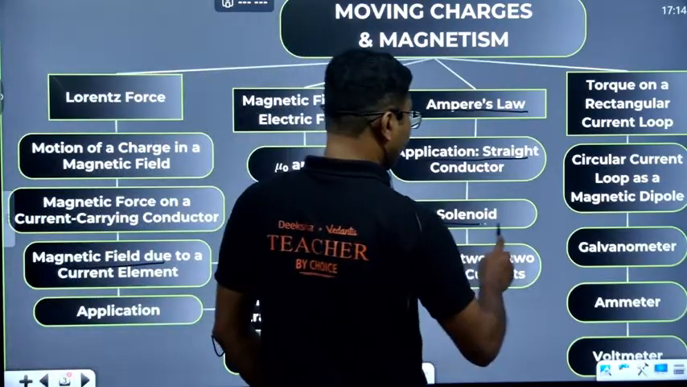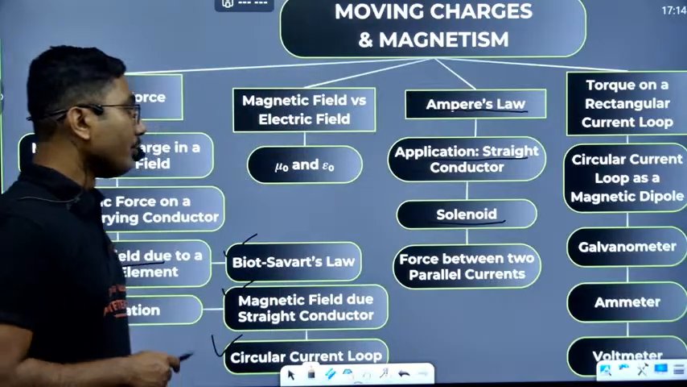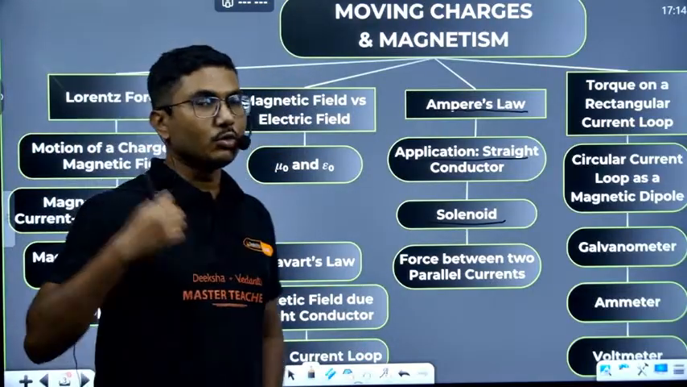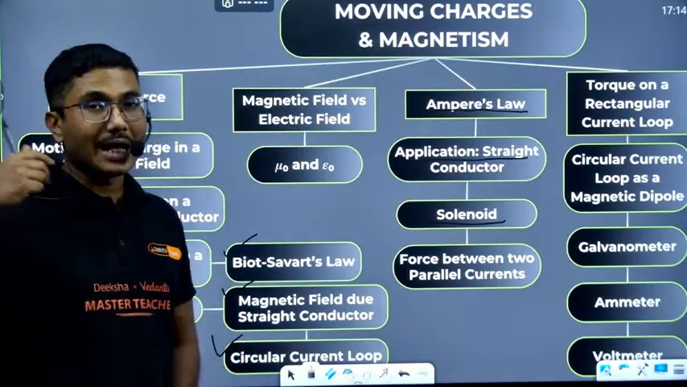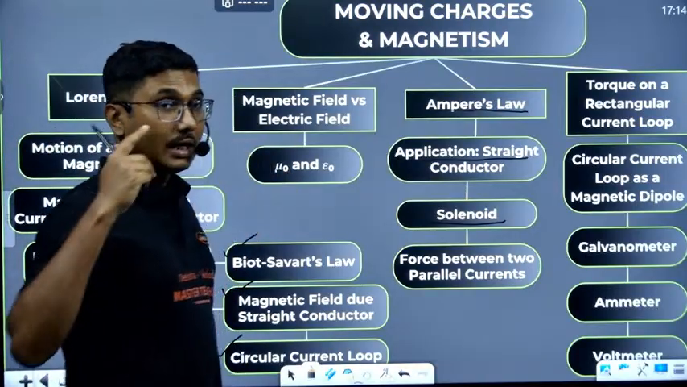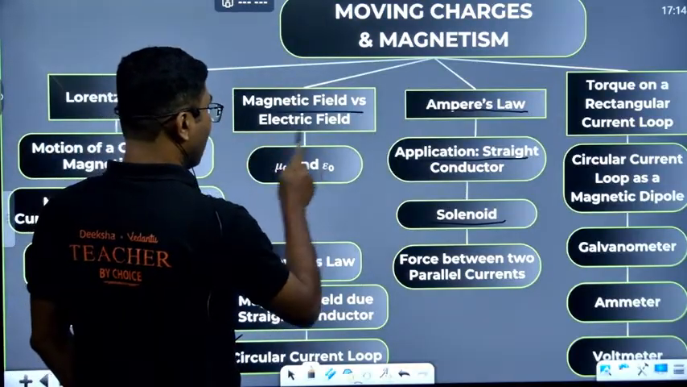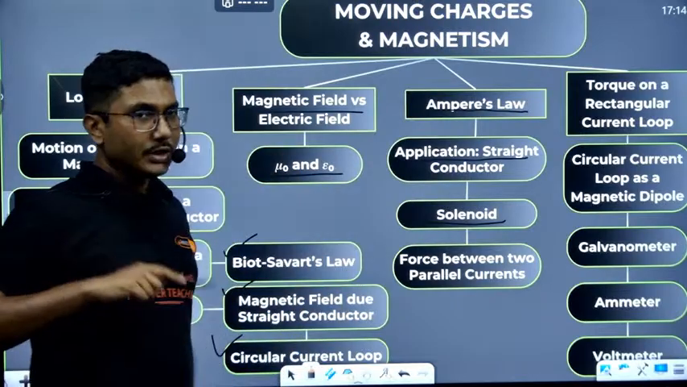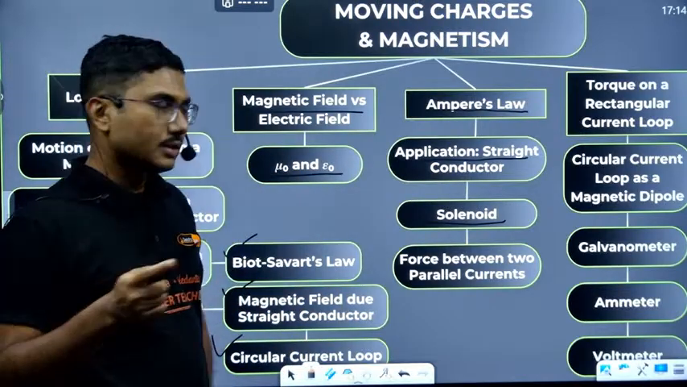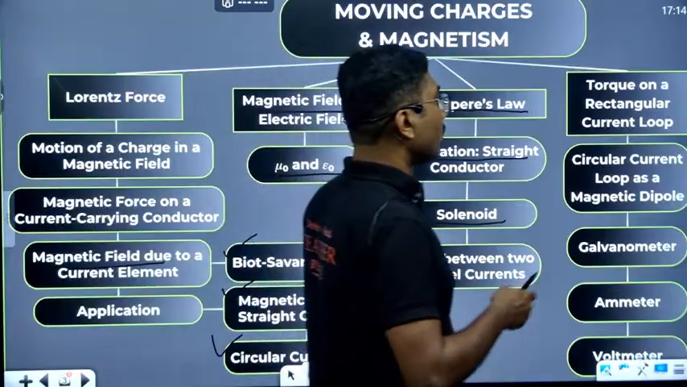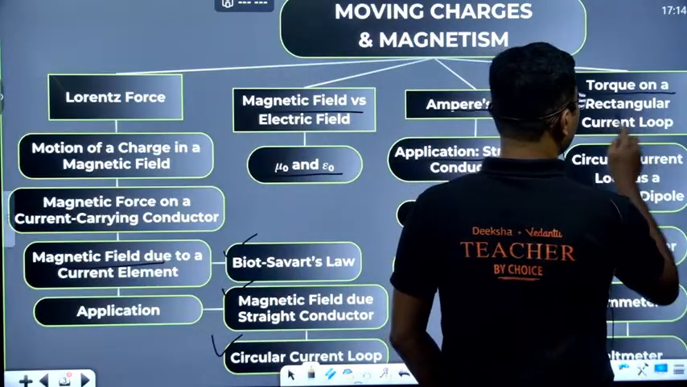We have also seen the magnetic field due to a solenoid. We have seen the force between two parallel current carrying wires. That was our last topic in the last lecture. The magnetic field versus electric field comparison, and mu naught and epsilon naught, we are going to do in today's session in a while. Now, torque on a rectangular current loop.